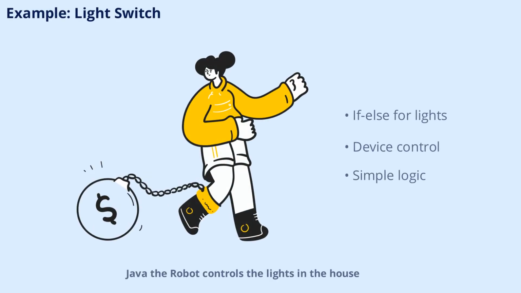Java the robot controls the lights in the house. He uses an if else statement to turn the lights on if it's dark and off if it's bright. This simple example shows how selection statements help control devices.